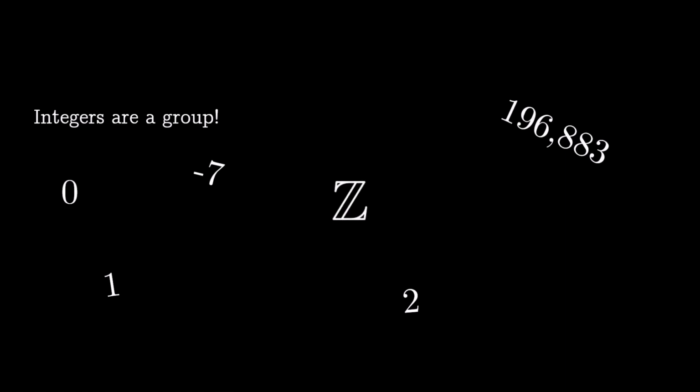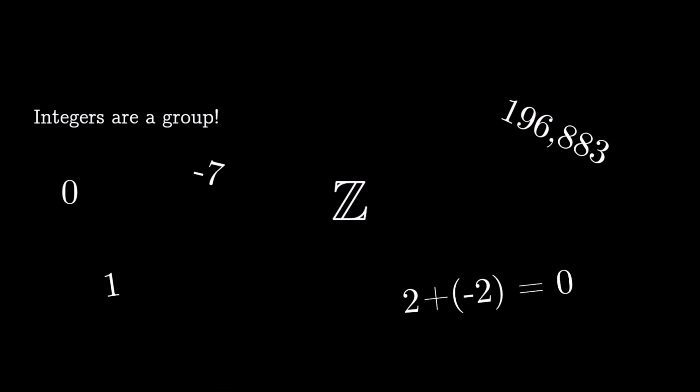Integers are a group. You know, 0, 1, 2, -7, 196,883. They're all integers which we denote Z. These form a group because if we start at any element, say 2, we have the inverse -2, which takes us back to the identity 0. 0 is the identity because, of course, adding 0 does nothing to every other number.